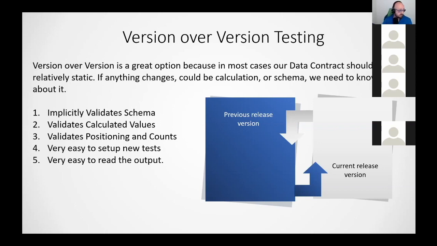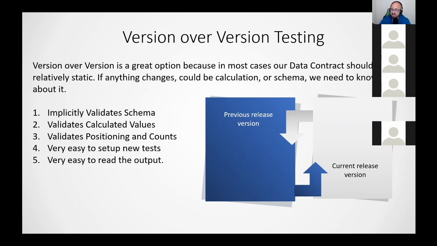If it changes and we're expecting it to change, then we actually want to see that come through and verify that it did change the way we want it to, right? In which case, that's effectively our new baseline. If it changes and we weren't expecting it to change, then it's a bug, then it's a conversation that we need to have, right? So it implicitly validates schema, because if the schema changes, we will know about it.